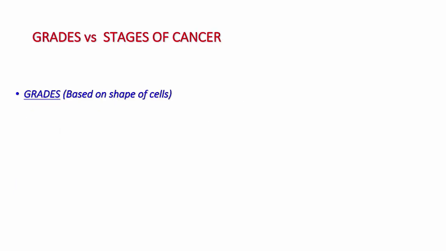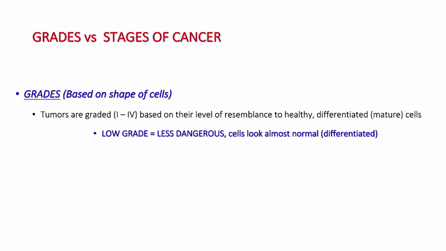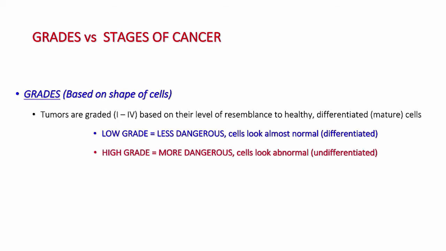Now, the grade and the stages of cancer are important in determining treatment. The grade of cancer is based on the shape of the cells. You don't need to know the specific details, but I'm going to give them to you. Tumors are graded 1 through 4 based on their level of resemblance to healthy, differentiated, or mature cells. The low grade are less dangerous. They look differentiated, meaning that you can tell the difference between the cells. The higher the grade, the more dangerous the tumor, because the cells are what are called undifferentiated.